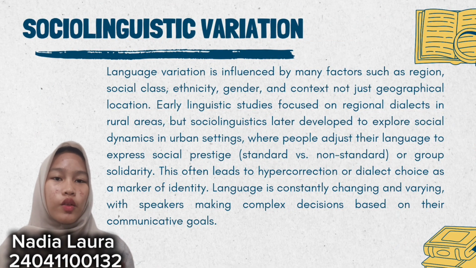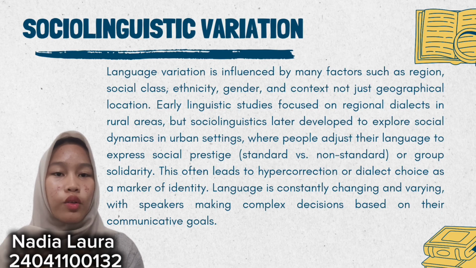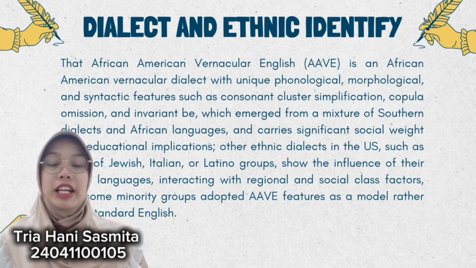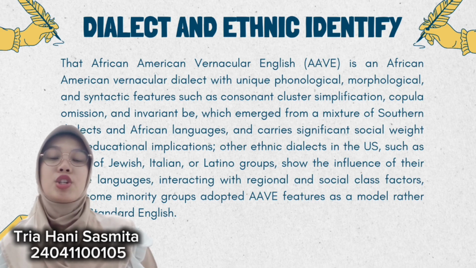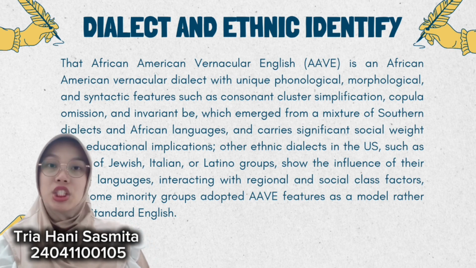Okay, for the next is sociolinguistic variation. Language variation is influenced by region, social class, ethnicity, gender, and context. People adjust their language based on their goals, using standard English for social prestige or dialect for group solidarity, and the language is constantly changing and varying based on our communicative needs. Language also reflects identity. For example, AAVE or African American Vernacular English has its own unique patterns shaped by history and culture. Other ethnic groups in the US also bring elements of their native language into the English they use.